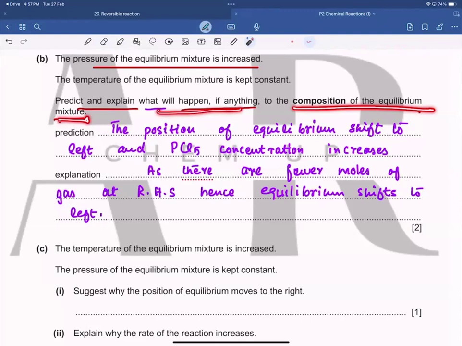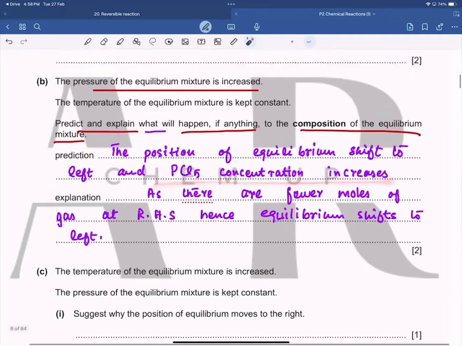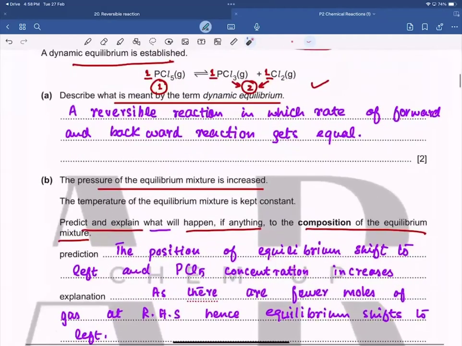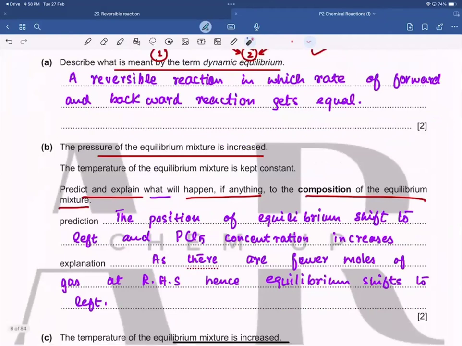Composition means what are the contents present in it. So when the equilibrium is shifting to the left, it means a greater amount of reactant will be produced and the amount of the products will decrease, because the equilibrium is going in the backward direction. So that's what I have to write over here. And then we have to explain it. Is this clear?